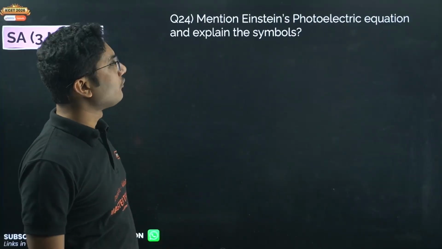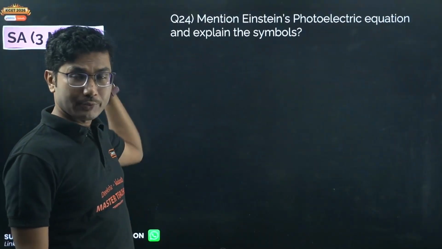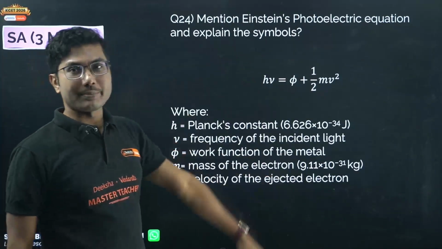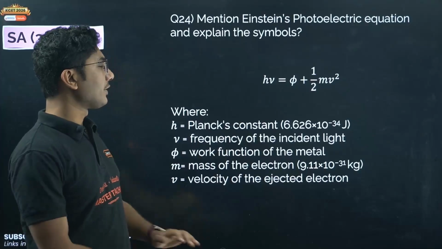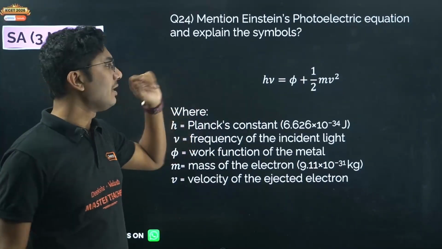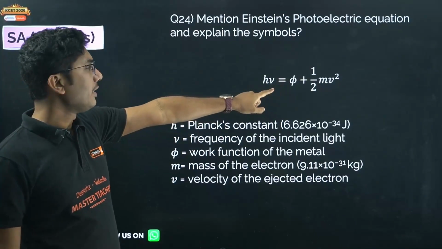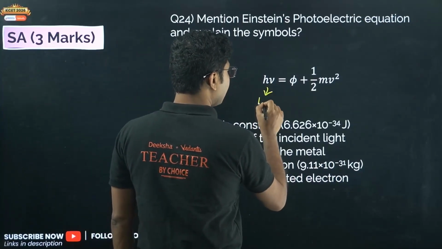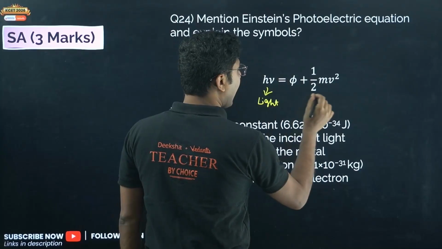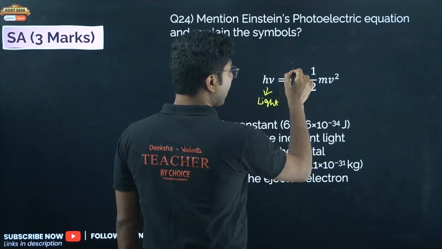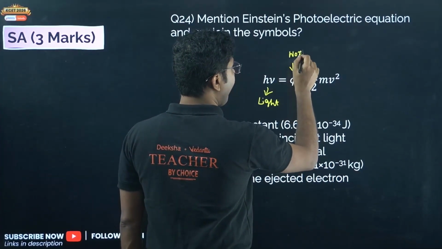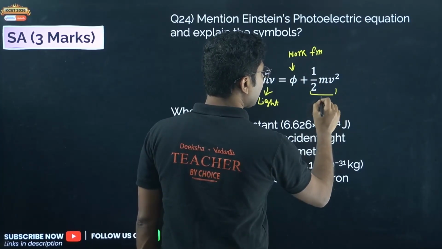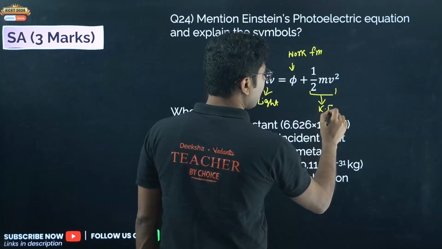Now mention Einstein's photoelectric equation and explain the symbols. The same question was asked in that part, so I skipped it because I have covered it separately. This is Einstein's photoelectric equation, where h nu is the energy of the incident light. Okay, this is the energy of light. And phi is the work function, and half m v squared is the kinetic energy of the electron.